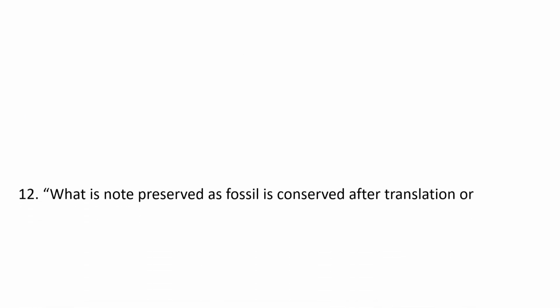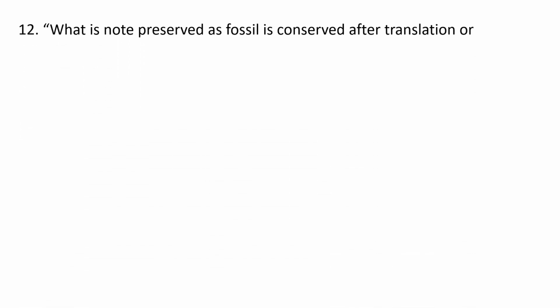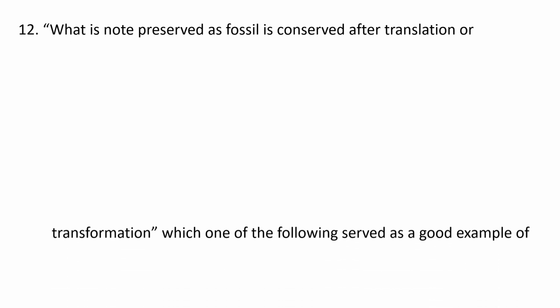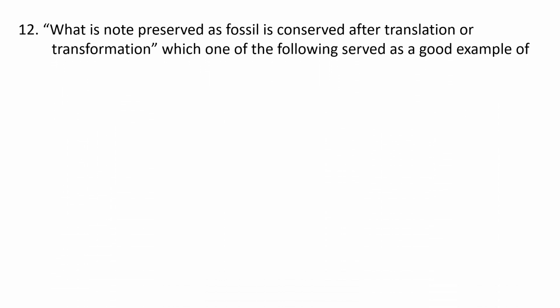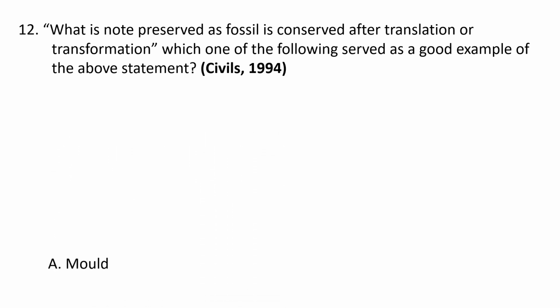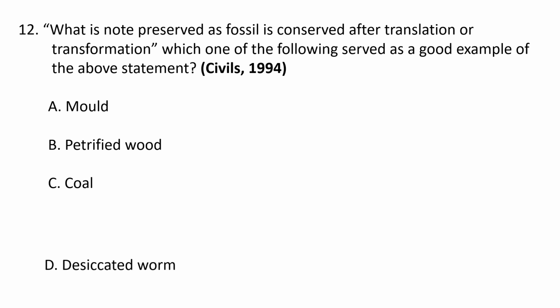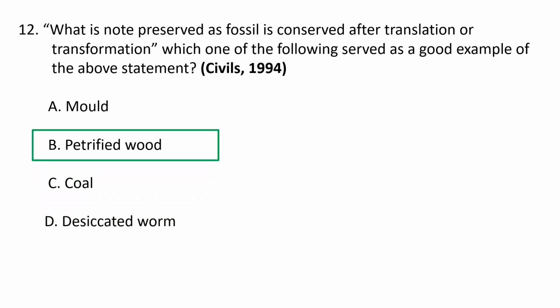Next question. What is preserved as a fossil is conserved after transformation? Which one of the following serves as a good example of the above statement? A. Mold, B. Petrified wood, C. Coal, D. Desiccated worm. The correct answer is petrified wood.